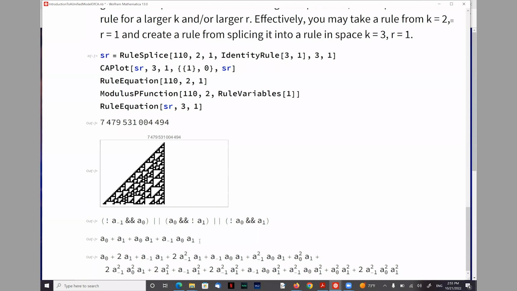This is the equation without doing it through a Boolean function, which is in the Wolfram language. And these are the two equations for that. They don't look anything alike, but they actually behave the same.